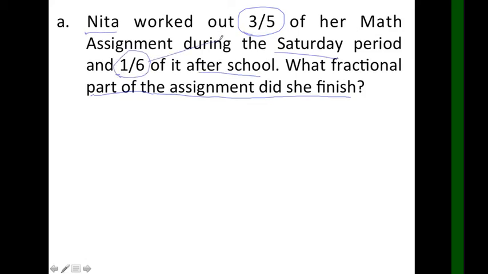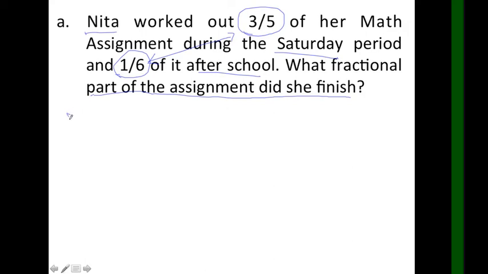So, dalawang portion ng kanyang math assignment ang natapos niya. Ang tanong is, anong part ngayon ng kanyang assignment, ang fractional part ng kanyang assignment ang kanya nang natapos? Kung titignan natin, ang tanong ay tumutukoy sa addition ng dalawang parts ng kanyang assignment para makuha natin kung anong part na ng kanyang assignment or fractional part ng kanyang assignment ang kanyang natapos.